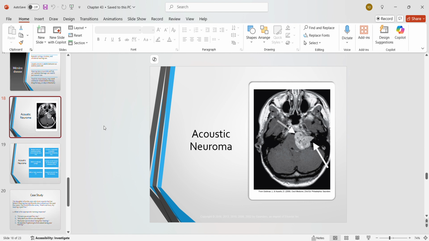All right, then it talks about an acoustic neuroma. That is a tumor that affects the vestibular-cochlear nerve, so it's going to interfere with both balance and hearing, and it can interfere with cranial nerve number 5 as well, trigeminal.